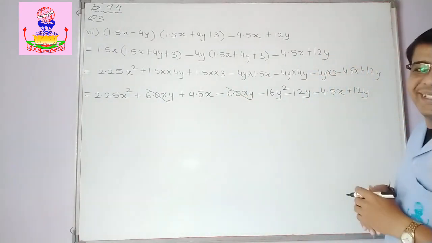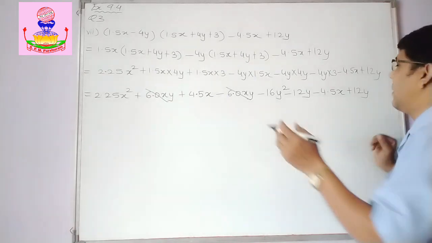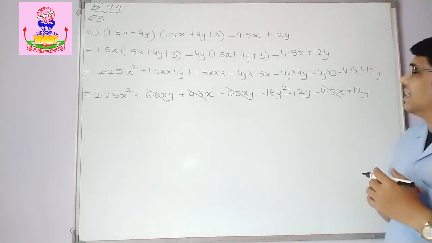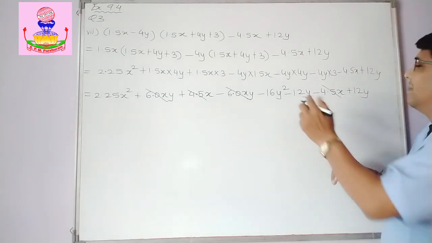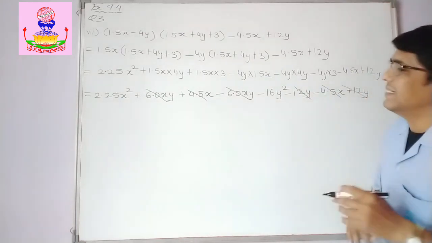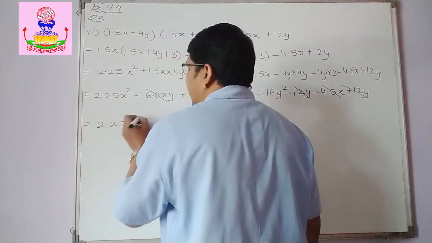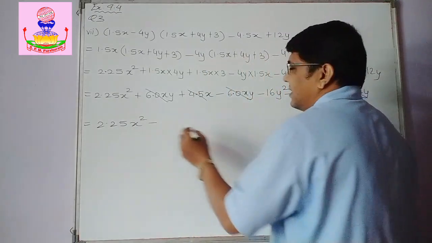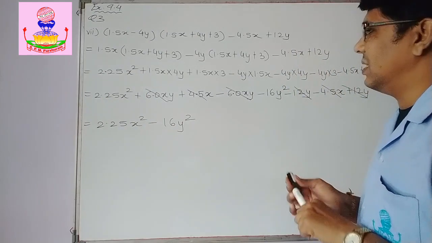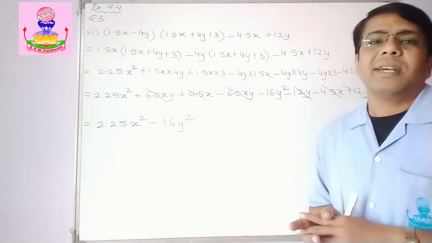So plus 6.0xy minus 6.0xy. Opposite signs, so they will get cancelled. Plus 4.5x minus 4.5x, they will get cancelled. Minus 12y plus 12y, they will get cancelled. So what is left? 2.25x square minus 16y square. Okay, so that is what the expected answer is.